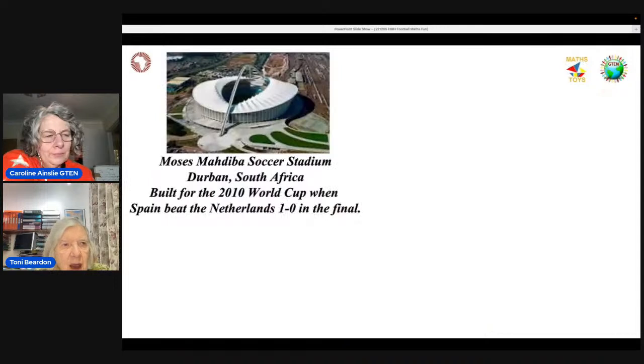They're not consciously thinking about speed and distance and angle, but their brains are doing the maths and coming up with it. I thought we might start looking at this problem about a particular stadium that was built for the 2010 World Cup in South Africa. At that time, Spain beat the Netherlands.